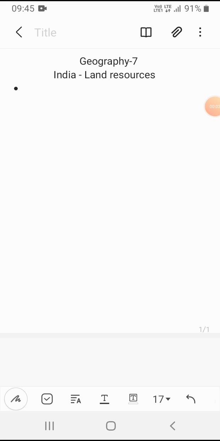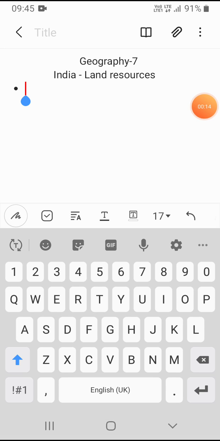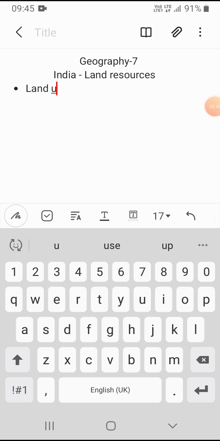I'm in coaching center. Today I'm going to explain your 10th standard social geography 7th chapter, Indian land resources. So let's come to the topic, land. The first topic is land use pattern. Land use pattern of India.